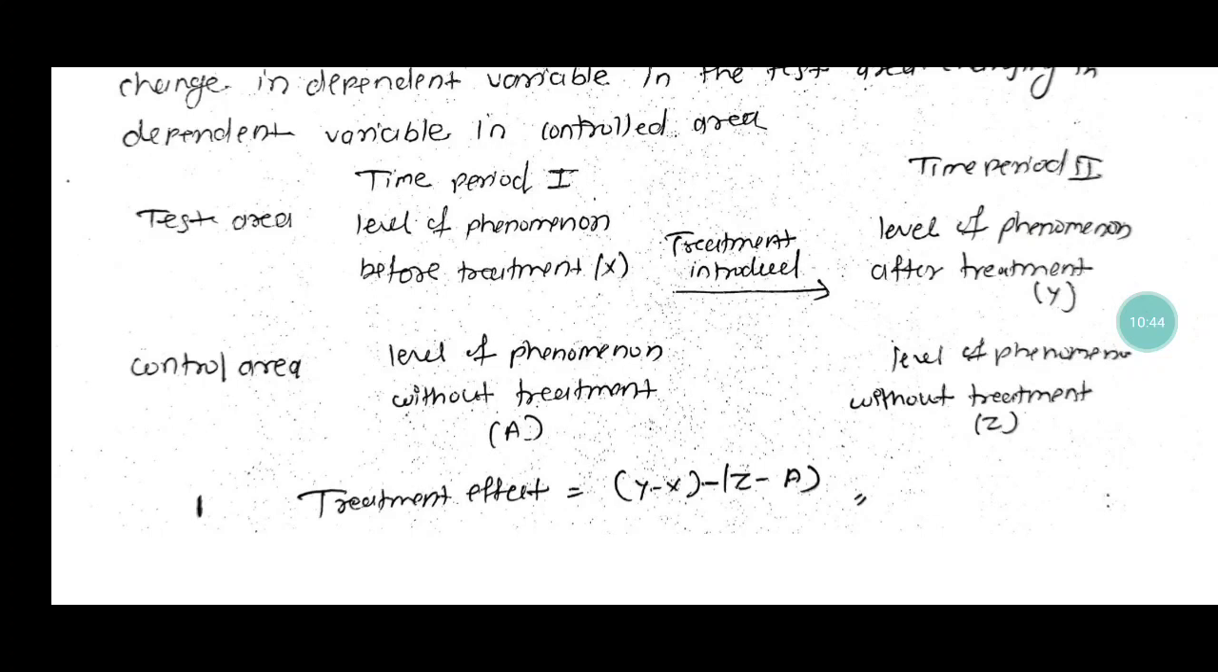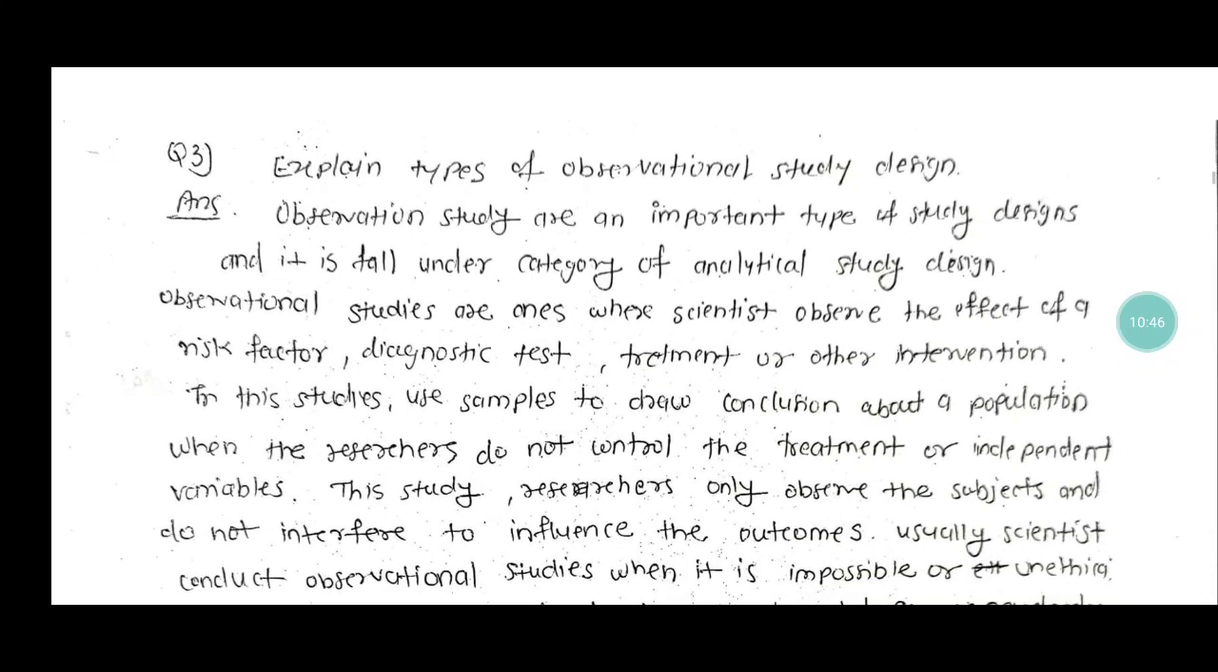So the treatment effect for before and after with control design is equal to Y minus X minus Z minus A. And coming to the next question, explain the types of observational studies. Observational studies are an important type of study design and fall under the category of analytical study designs, where the scientists observe the effect of a risk factor, diagnostic test, treatment or other intervention.